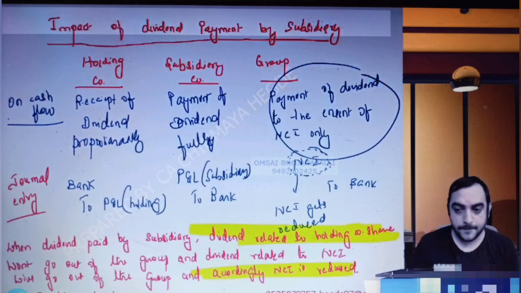Okay, very good. That last point is not relevant, not important. But what is important is this: NCI is reduced that much. I hope you are very clear, because to that extent the amount is paid out of the group. Hope you got that point. Are you clear?